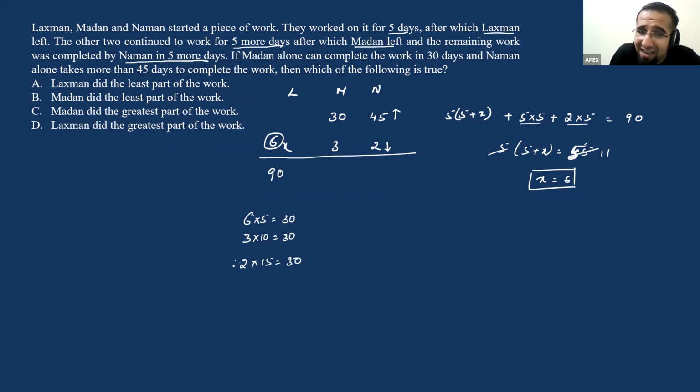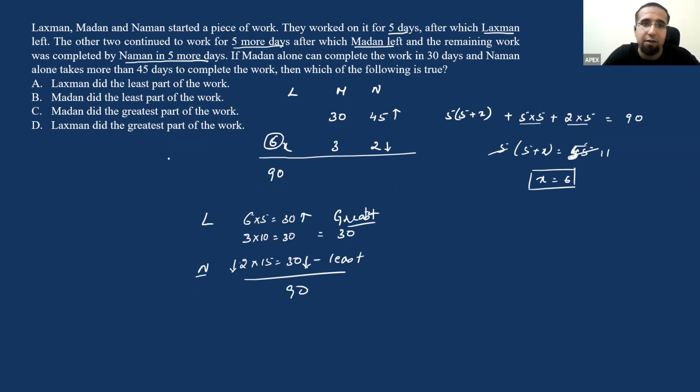But we know that this is less than 2. If this is less than 2, then Naman would do the least work. Now, this is exactly 3, I know. So this guy does 30 units of work. If total work is 90 and Naman is less than 30, so can I say Lakshman is greater than 30? If Lakshman is greater than 30, then the greatest part of the work is done by Lakshman. This is the only smart thinking we need to look at. And if you look at the options, Lakshman did the greatest part of the work. Option D becomes your answer.